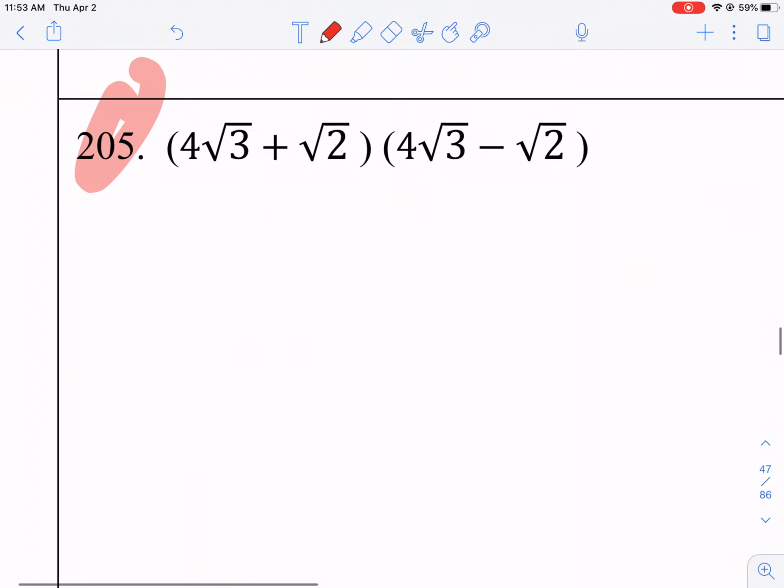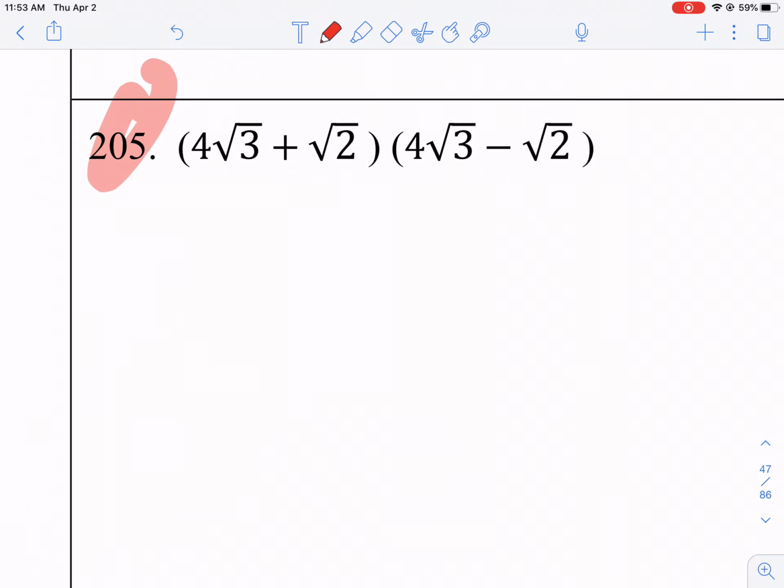Okay. These ones are interesting because you have the exact same parentheses, only one's plus and one's minus. So something pretty interesting happens here. And if you see the trick, it makes it much quicker. So 4 square root of 3 times 4 square root of 3. That's actually 16 times 3. And again, the 4 times 4 gives me 16. Square root of 3 times square root of 3 gives me 3.